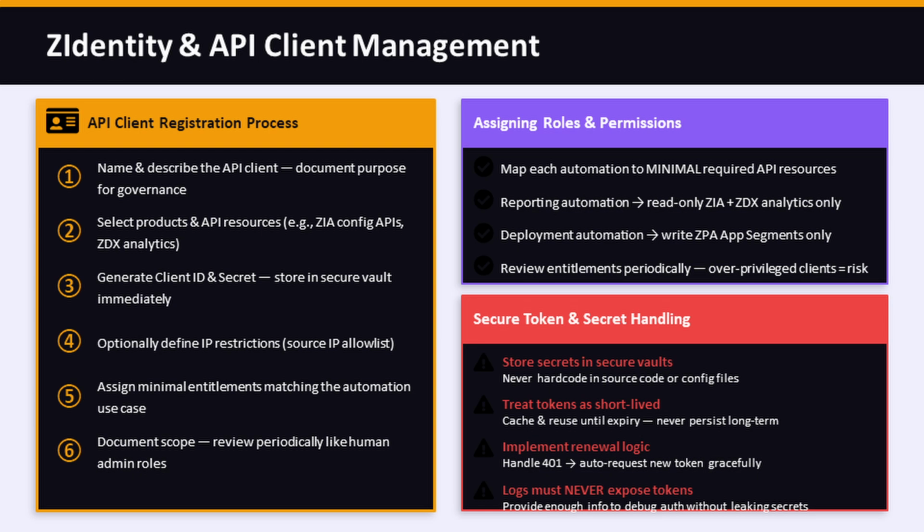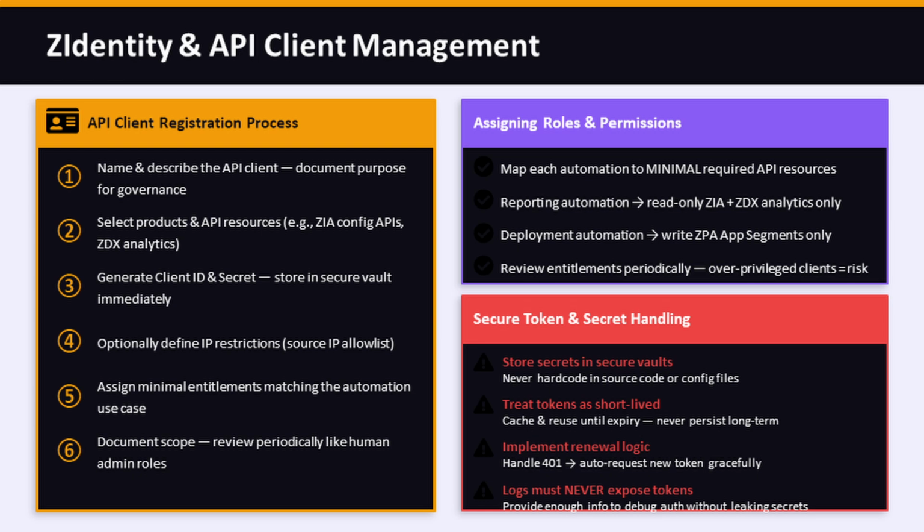Let's walk through both the registration process and the credential handling requirements. The registration process has 6 steps. First, name and describe the client. Documentation matters because 6 months later you need to know what this client does and who owns it. Second, select the specific products and API resources the client needs. ZIA config, ZDX analytics, ZPA app segments, and so on. Not everything, just what's needed. Third, generate the client ID and secret, and immediately put that secret into a secure vault.